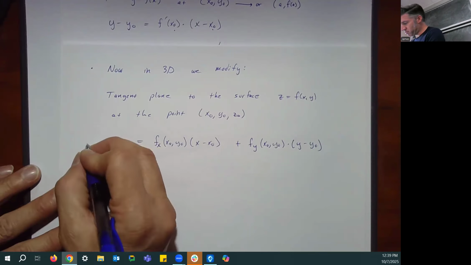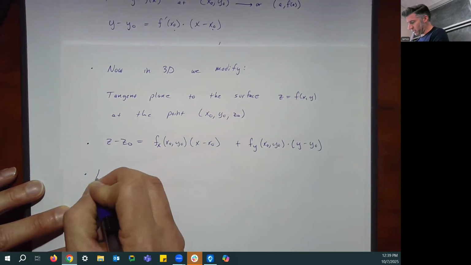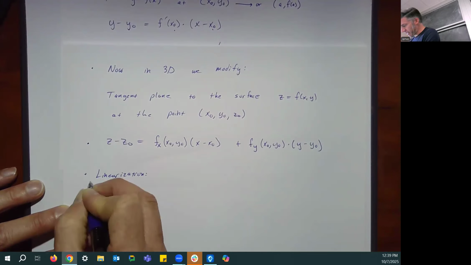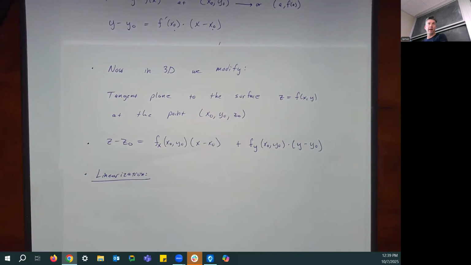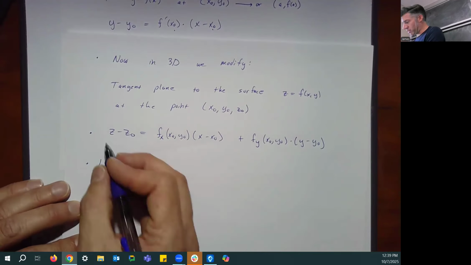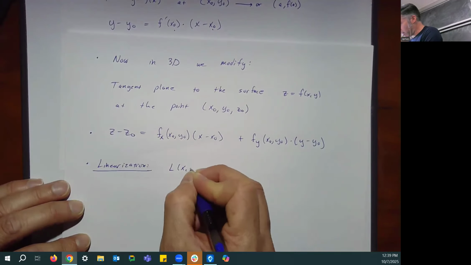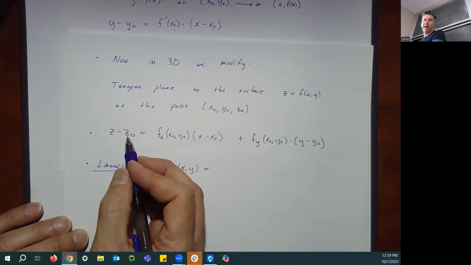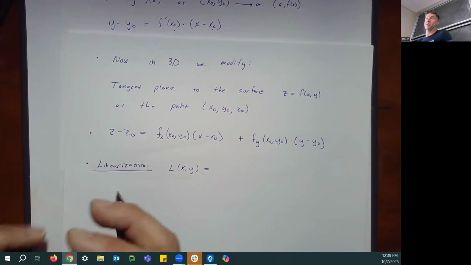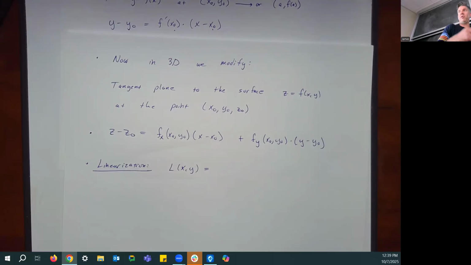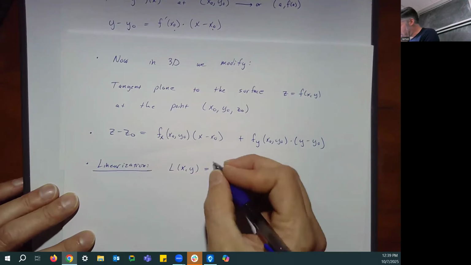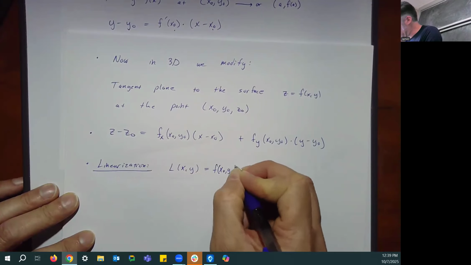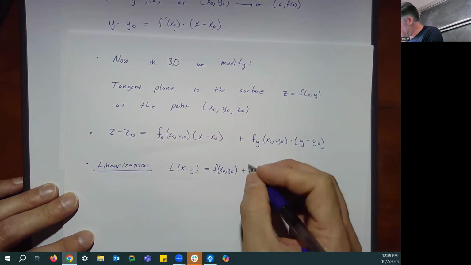And then the linearization is not that much different. You just isolate z and call it L of x, y. So our linearization is going to be L of x, y. And instead of writing z naught, we write it as f of x naught, y naught, because z naught is what you get when you plug in x naught and y naught to your function. So it's going to be L of x, y. Do I have enough room? Hopefully. It's f of x naught comma y naught plus all this stuff we just wrote.